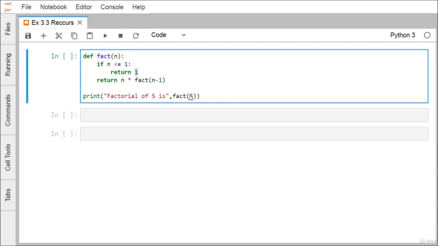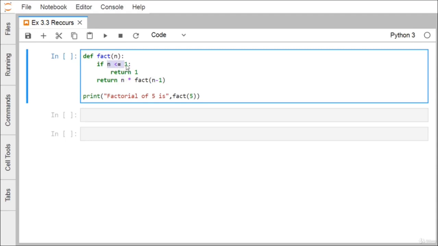So let us suppose we have passed this value 5 here. So n will be assigned to 5. 5 is less than or equal to 1 is false. So it will go for 5 into factorial 4. Now factorial 4, so 4 will be assigned to n. 4 is less than or equal to 1, the condition is false. So it will go for 4 into factorial 3. So again in this case we will be having 3 into factorial 2. Again 2 is less than or equal to 1, condition is false. So it will go for 2 into factorial 1.